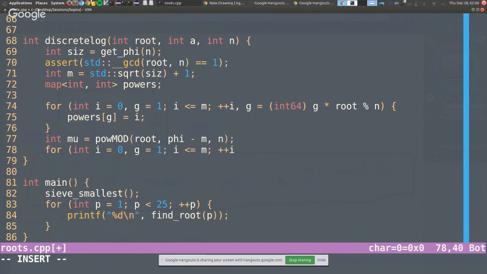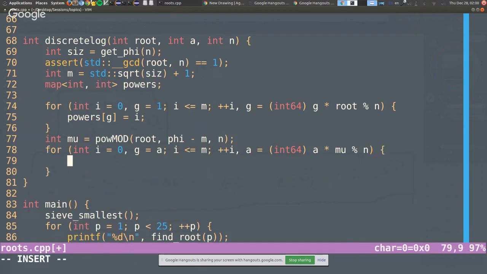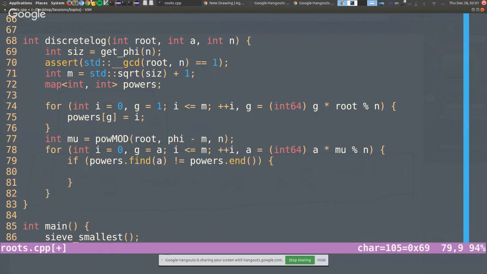Also here we go through all the giant steps. This j has to start this time with a, and a will keep multiplying. Here we check if the map contains this element with a. So basically, if you're not familiar with the C++ syntax, this just means that we found the element a in the set.